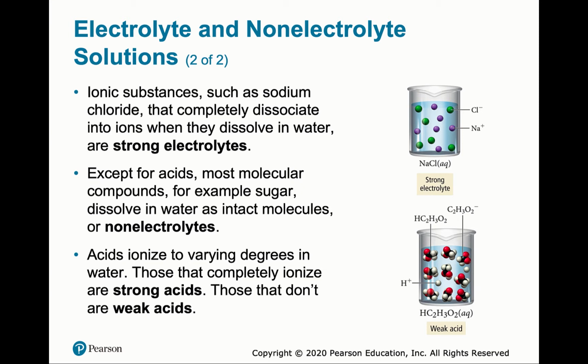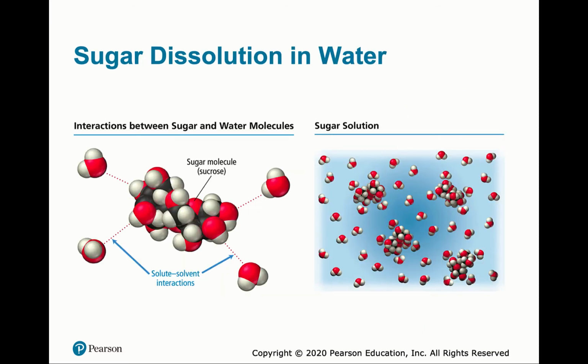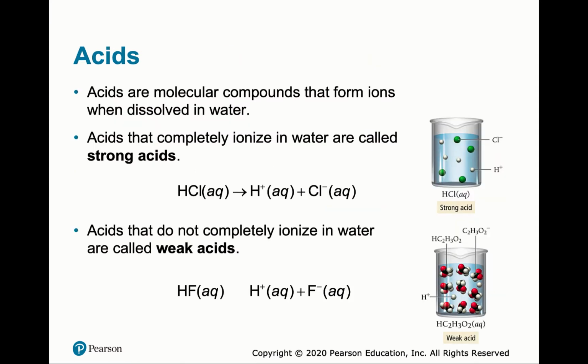So salt, for instance, completely breaks apart. Strong acids break apart, and strong bases too. Weak acids and weak bases, though, tend to stay molecular. They tend to stay together. So we have acetic acid in the bottom beaker here, and that's a weak acid. Let's talk about the interaction. Sucrose, you see, doesn't break apart at all. It stays completely molecular.